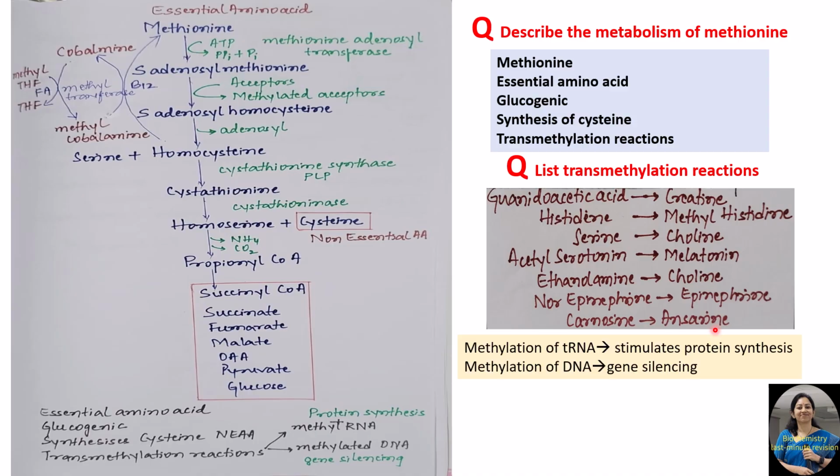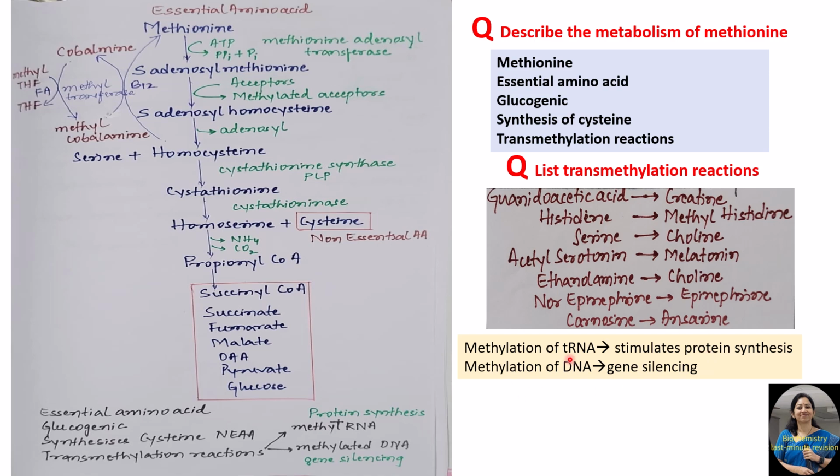Apart from this, DNA and tRNA can also undergo methylation. When tRNA undergoes methylation, it facilitates protein biosynthesis. It is methionine tRNA which carries the first amino acid incorporated during protein synthesis among eukaryotes, and it is formyl methionine tRNA which carries the first amino acid incorporated in protein synthesis in prokaryotes. This is the most common viva question asked, so you need to remember this.